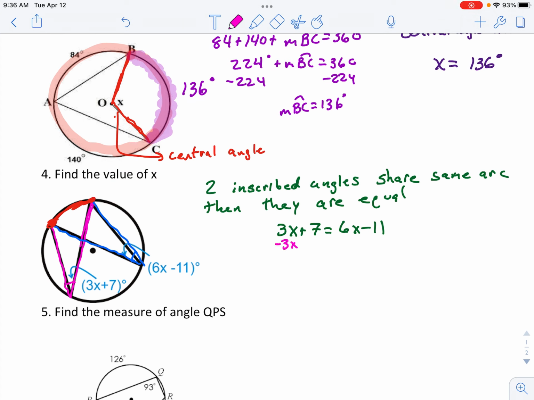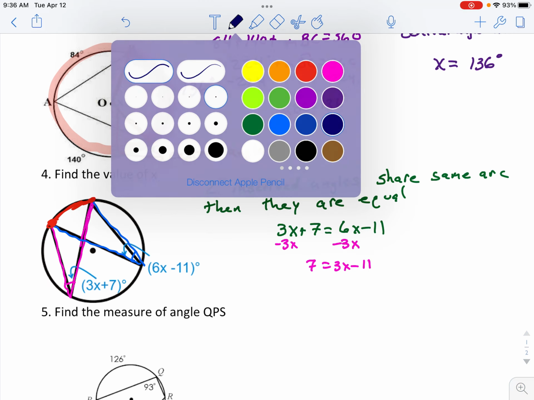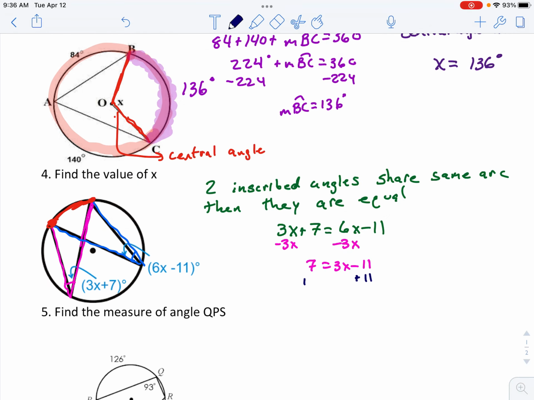Subtract 3x from both sides. 7 equals 3x minus 11. Add 11 to both sides. 18 equals 3x. Divide both sides by 3. And 6 equals x. Smiley face again. We haven't done a smiley face in a while.